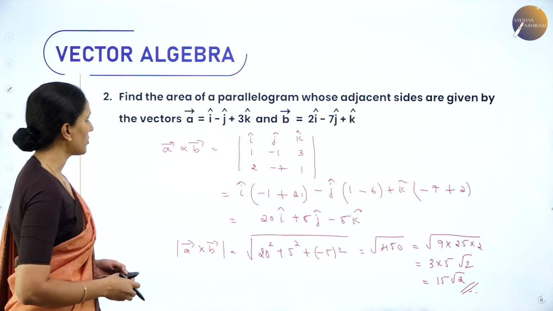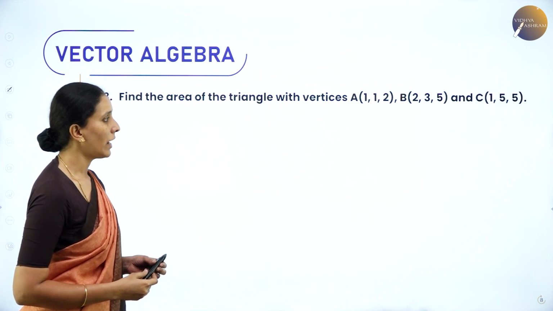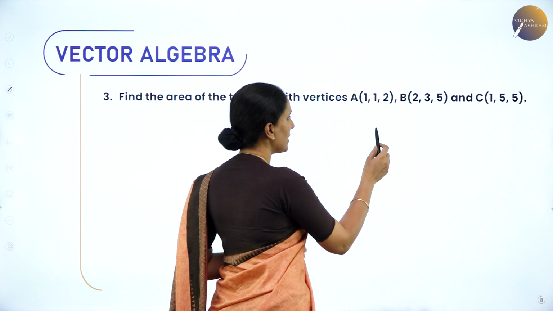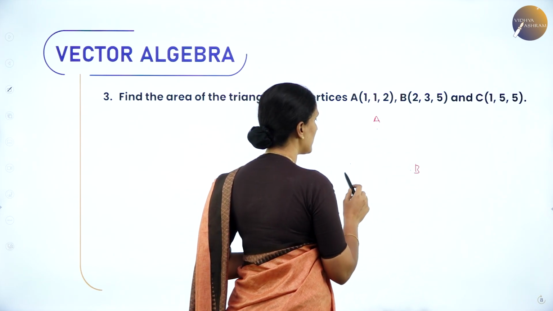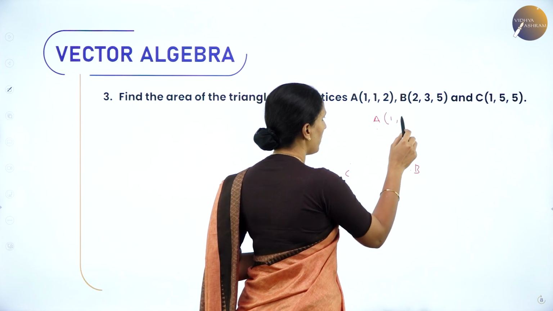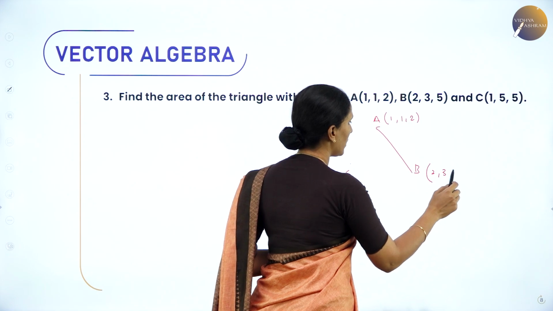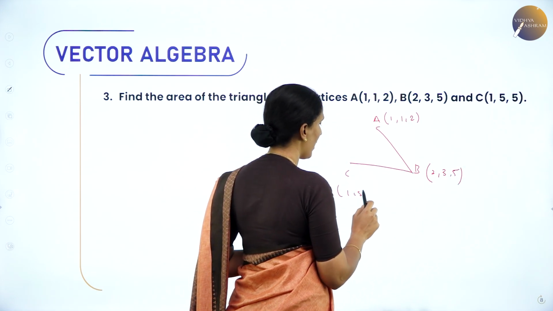Next question. Find the area of the triangle with vertices A (1, 1, 2), B (2, 3, 5) and C (1, 5, 5). If I consider these as vertices A, B and C, so we need 1, 1, 2, that is point A, B is 2, 3, 5, and also we need side BC, so C is 1, 5, 5.